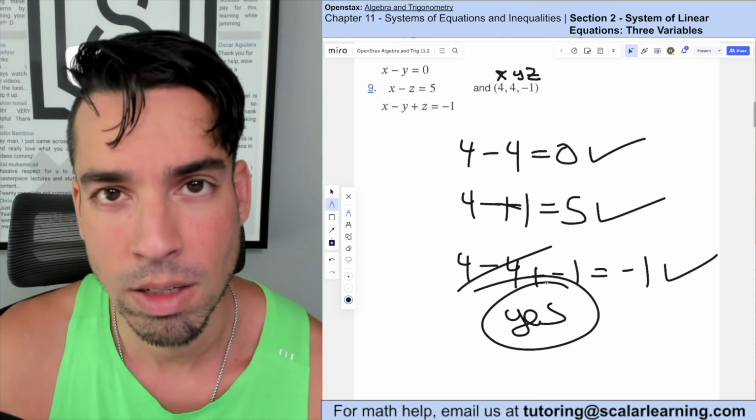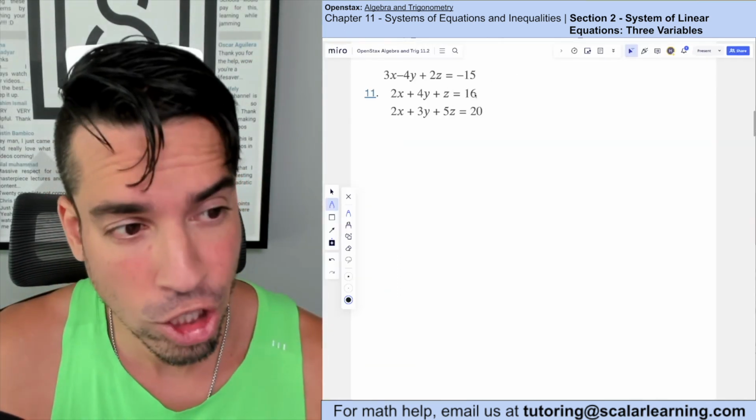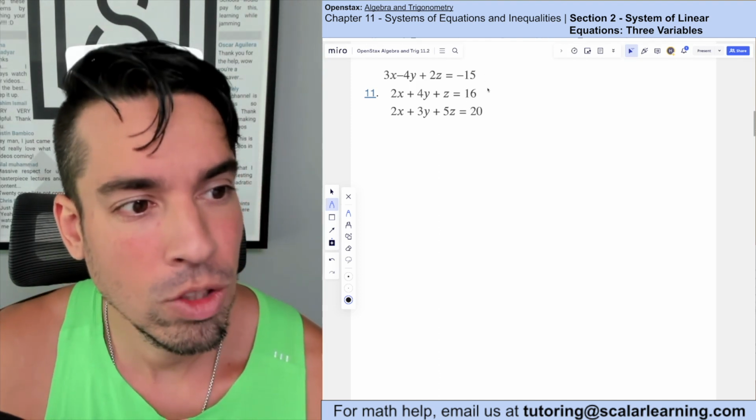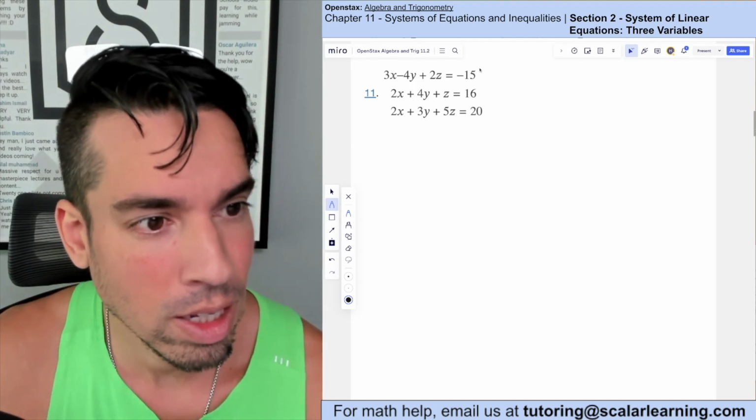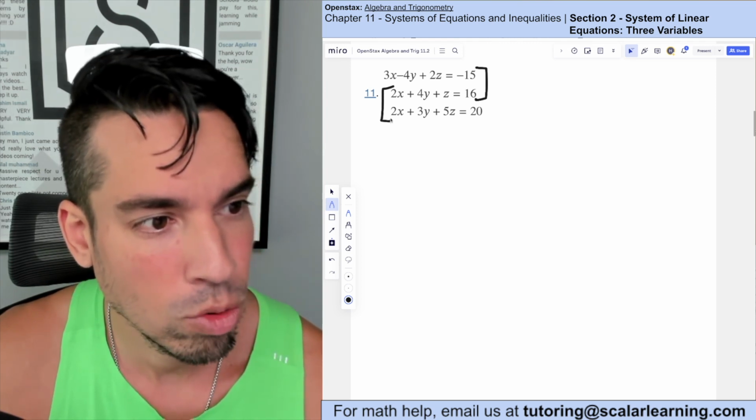Yes, boom, done. So for this triple system, we're going to solve via elimination, aka addition, kind of interchangeable in this textbook. So what I'm going to do to solve this by elimination is make 2 groupings. I group these 2 equations together, and then I group these 2 equations together.